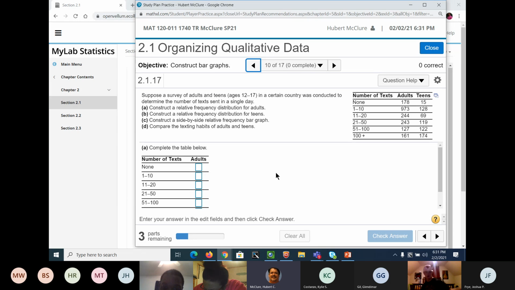And we're going to add, this is going to be called number of text. And I'll show you this in just a second. None. And then 1 through 10. And then 11 through 20. And then 21 through 50. And then 51 through 100. And then 100 plus.